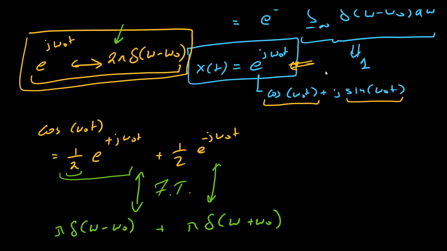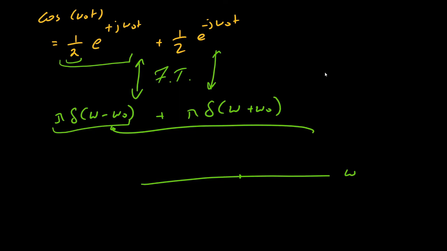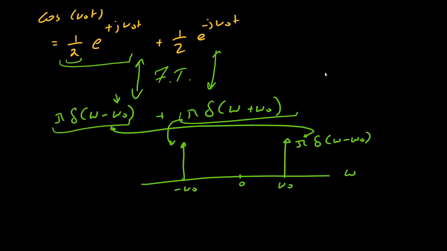So in the frequency domain, in terms of omega, we have an impulse at position omega naught, and this has an amplitude of pi, that is, this is pi delta of omega minus omega naught. And similarly, this is over here, which is at minus omega naught, and this is pi delta of omega plus omega naught.